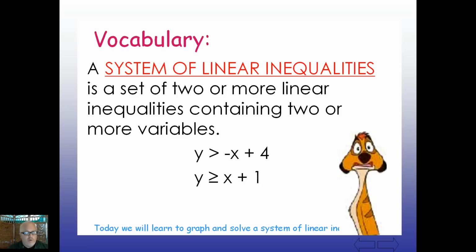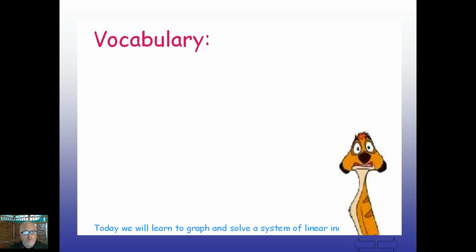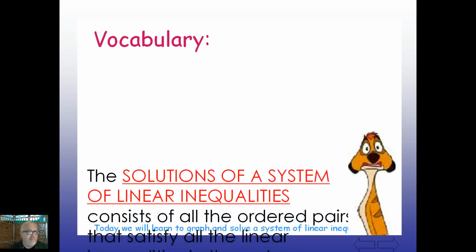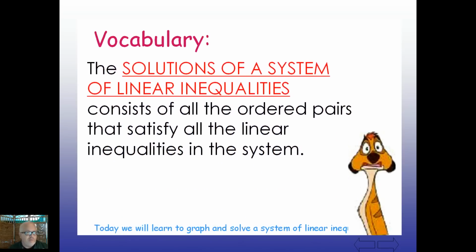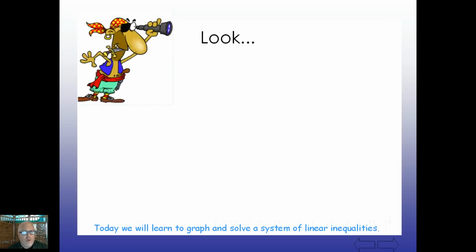And basically what I'm going to encourage you to do is look at them one at a time until the very end of our graphing or solving, looking at it, and see what happens. Okay? So notice here's two inequalities. All right, a little bit more vocabulary here. The solutions of a system of linear inequalities consist of all the ordered pairs that satisfy all the linear inequalities in the system. We're just going to be looking at two. Could there be more? Yeah, there could be more. But we're going to restrict our lessons just to two. All right, so let's take a look at this.